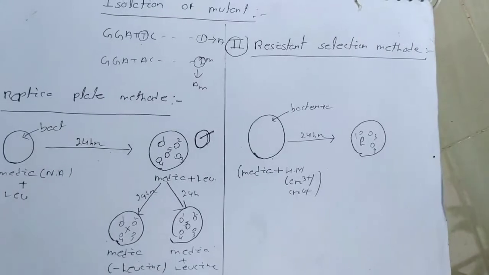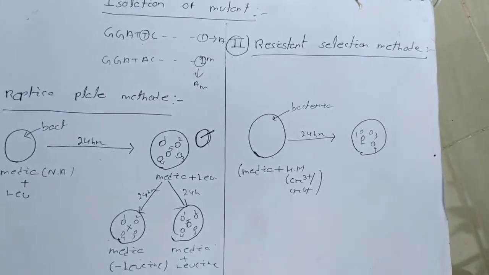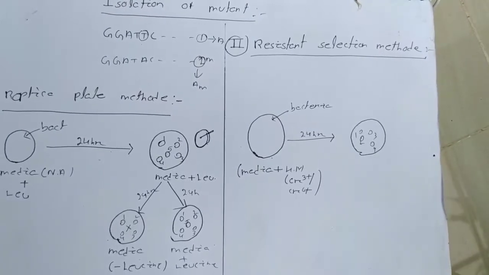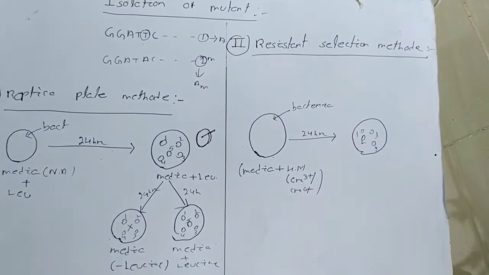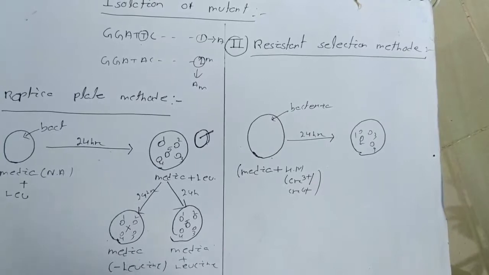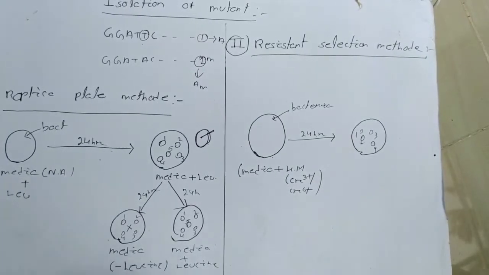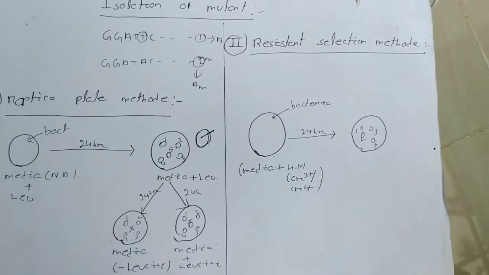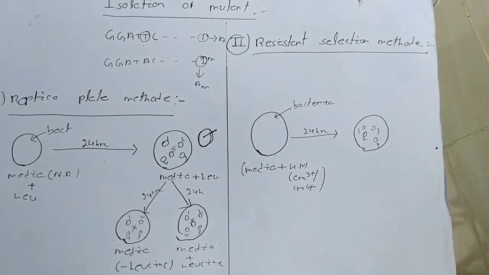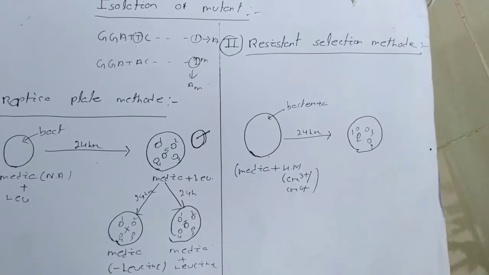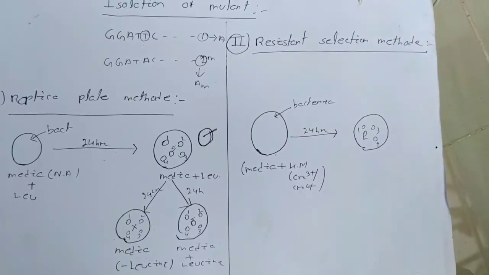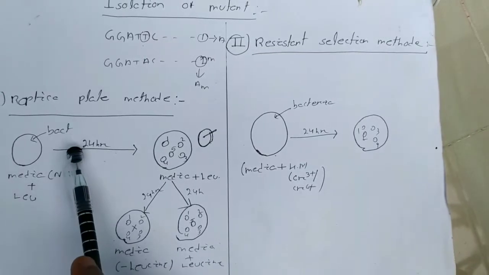So in case of microbiology, it has great effect, as some bacteria have mutants to, like, some amino acid or some element, heavy metal, etc. So here we will be studying about isolation of mutant, and there are various mechanisms for isolation of mutant. One of them is the replica plate method.